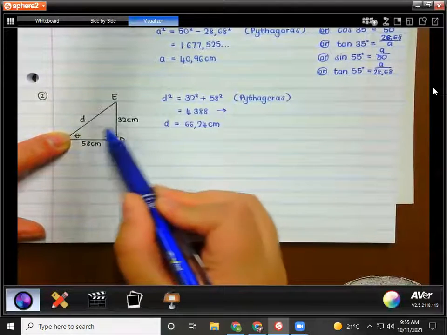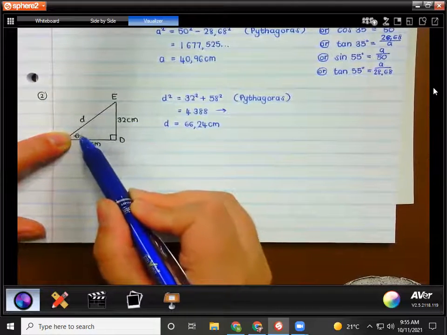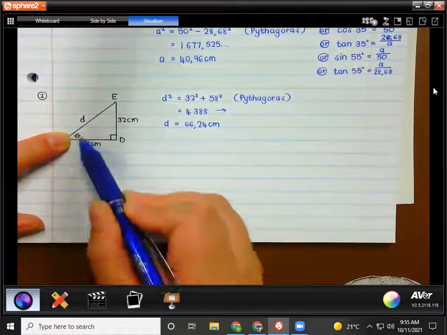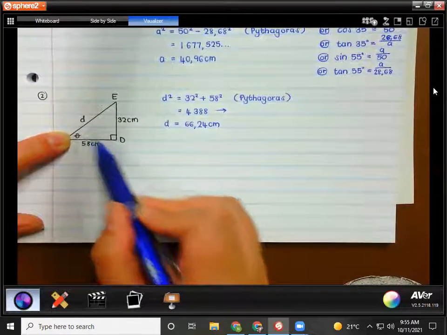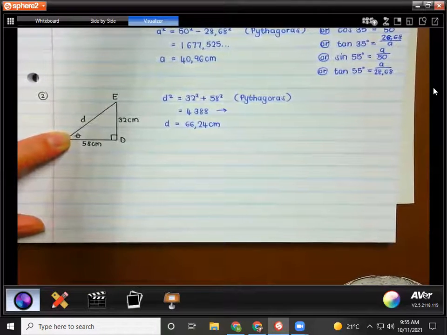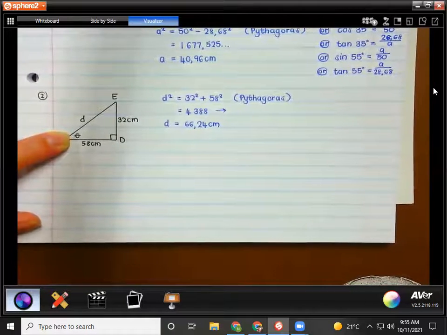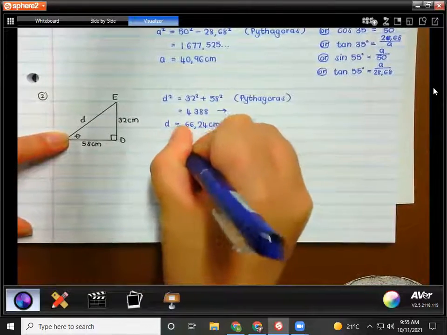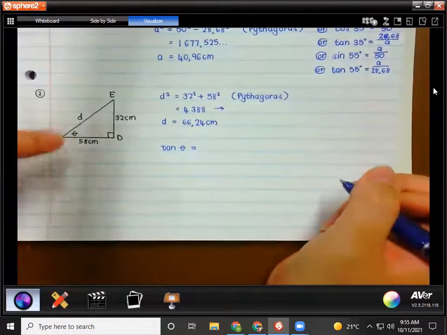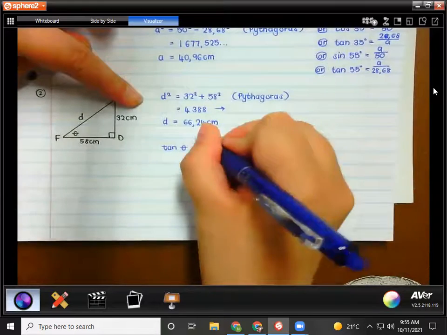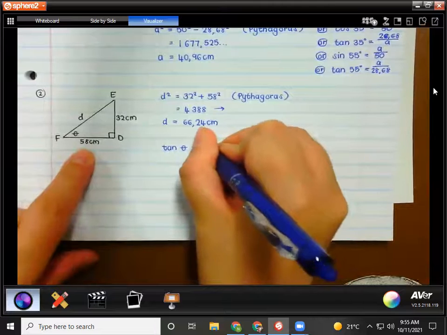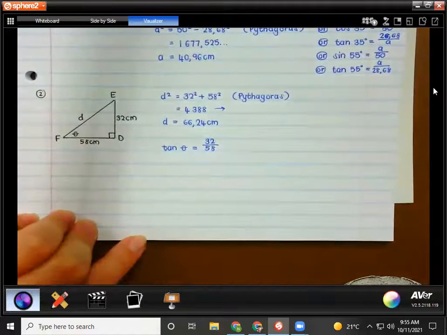So let's look at the sides that we have. If we're looking at theta, do we agree that 32 is the opposite side and 58 is the adjacent side? Which trig ratio works with opposite and adjacent? Tan. So tan of theta is equal to opposite, which is 32, over adjacent, which is 58.